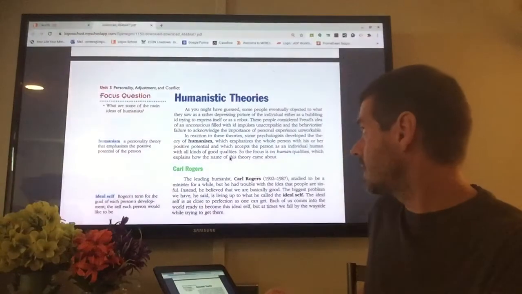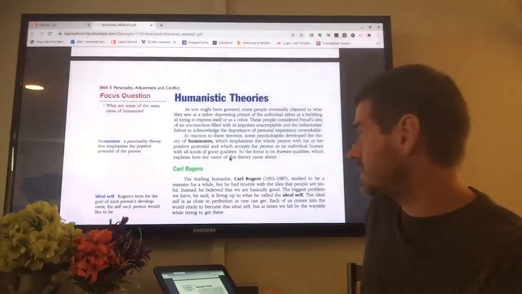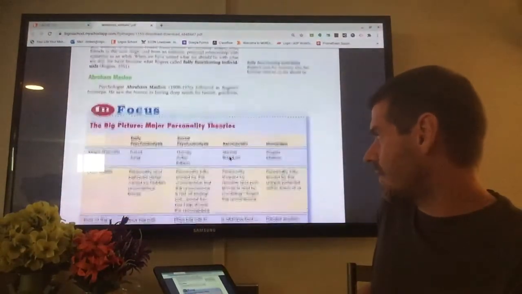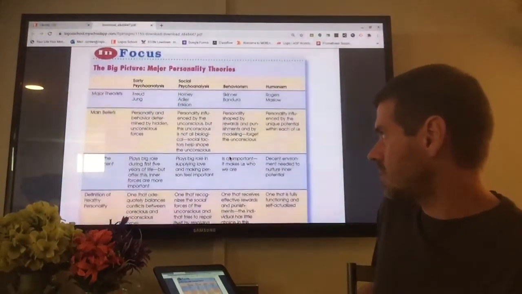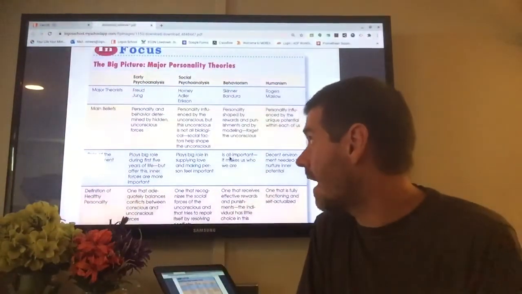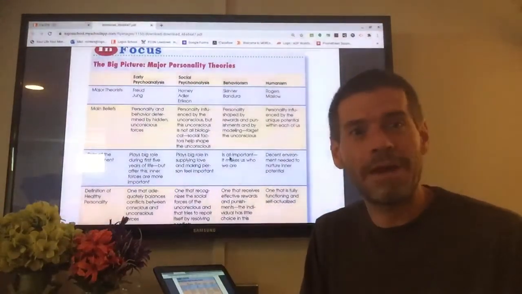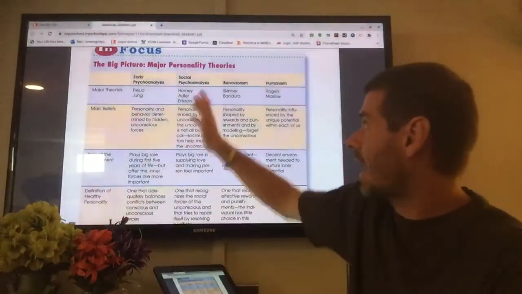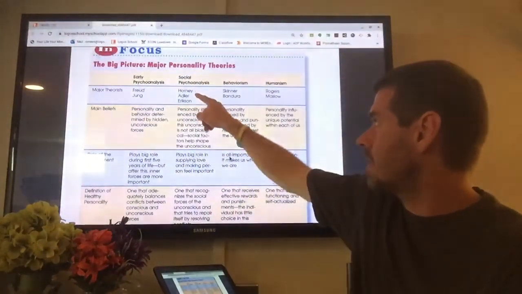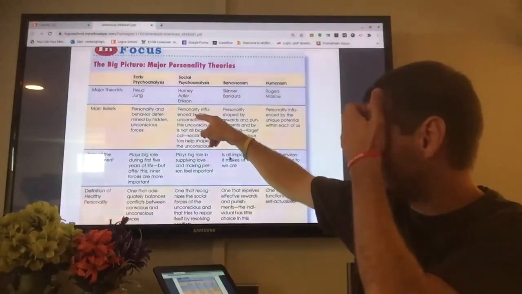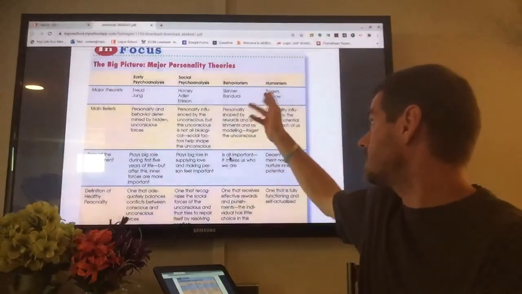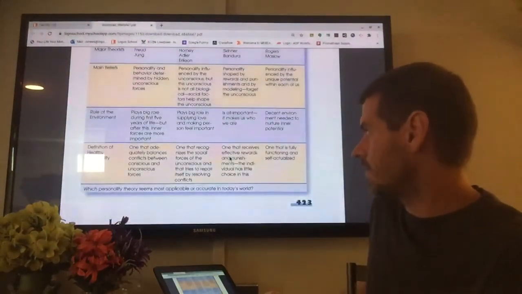Inputs and outputs. The humanistic theorists like Carl Rogers and Abraham Maslow, they say that behaviorists treat human beings too much like machines, input, output, right? And that we should treat us more like humans, hence the name humanists. I like this in focus chart. It shows you the major personality theories, right? And we learned yesterday about psychoanalysis and social psychoanalysis. Today we're learning about behaviorism and humanism, and then the fifth one is trait theory.